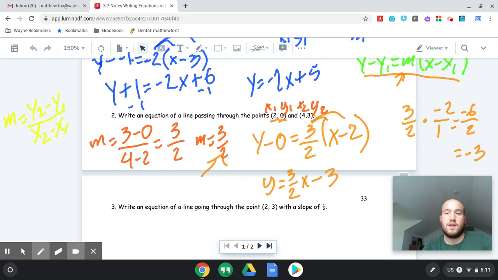Okay, so at this point, we are done. We have solved it. Okay, so remember, if you were given 2 points, you first have to find the slope.